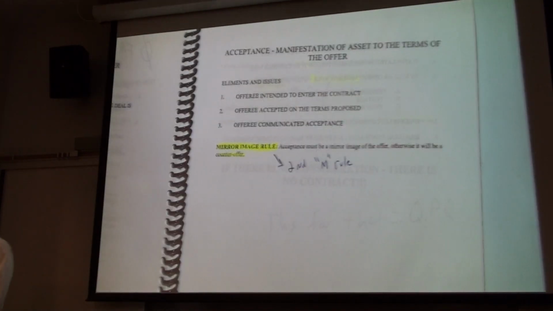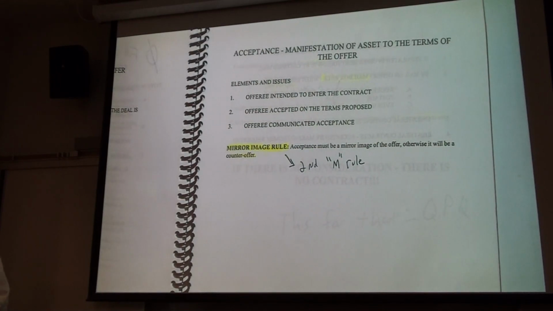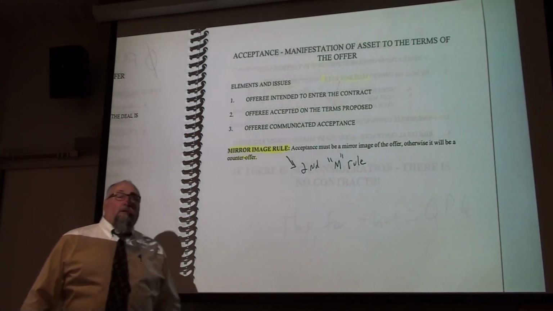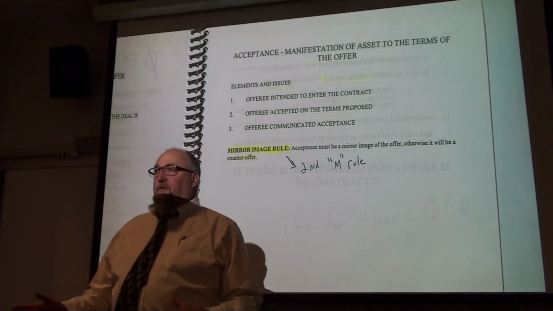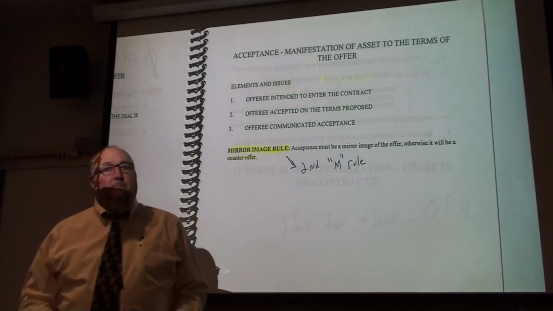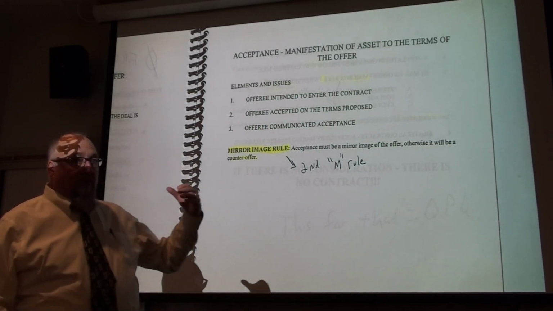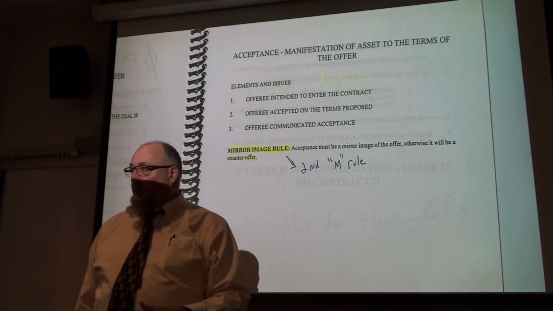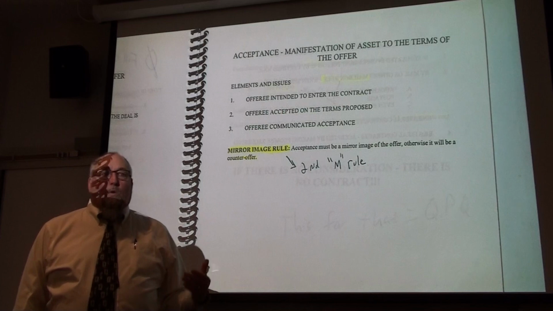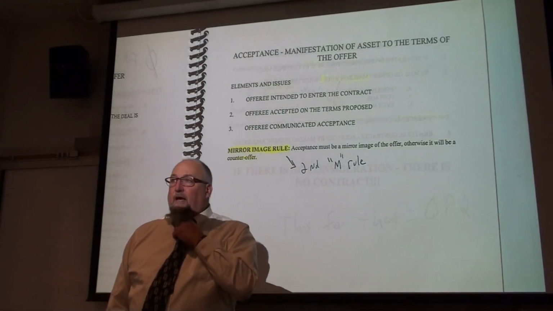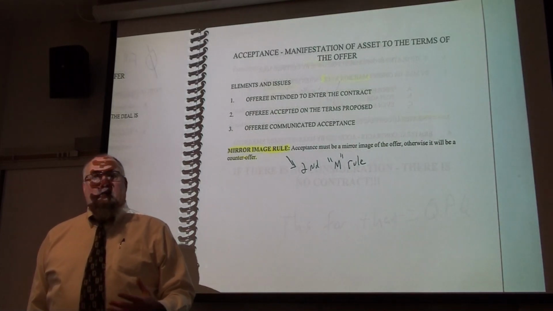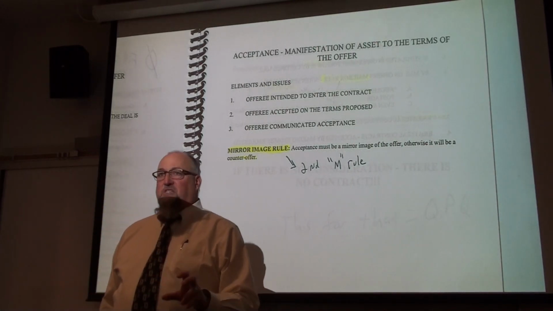The next element is acceptance. So again, offer, acceptance. So this is the next thing a judge is going to look at. Was the offer actually accepted or not? Or are there some issues in how the acceptance was communicated that make it not actually an acceptance?